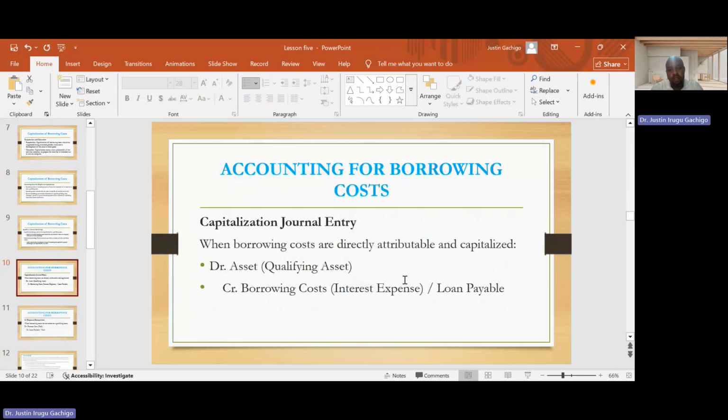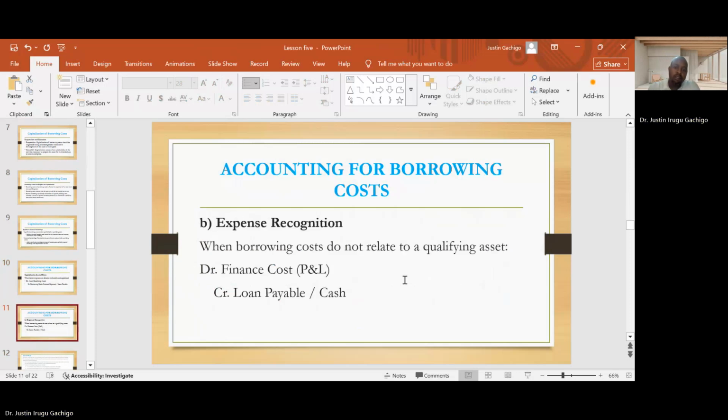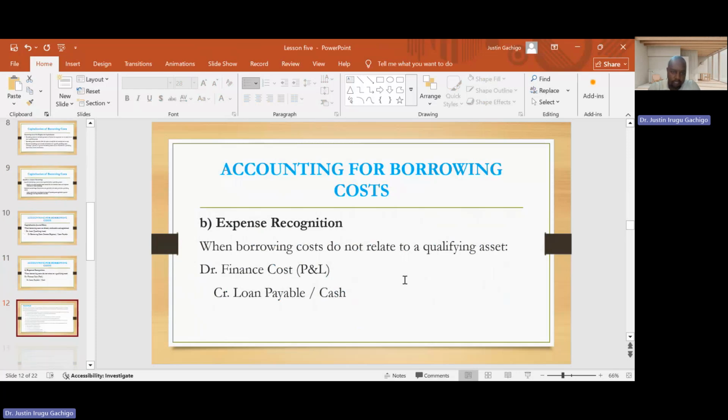Accounting for the borrowing cost. So the capitalization journal. When the borrowing costs are directly attributable and capitalized, you normally debit the asset, that's the qualifying asset, and credit the borrowing cost or the loan payable account. But when the borrowing cost is not related to the qualifying asset, you need to debit the finance cost, that is the profit and loss account, and credit the loan payable or cash.